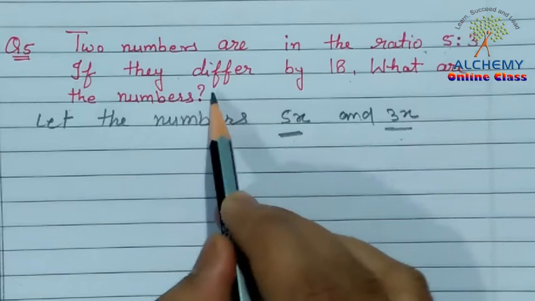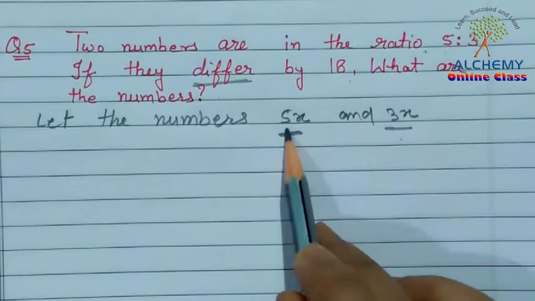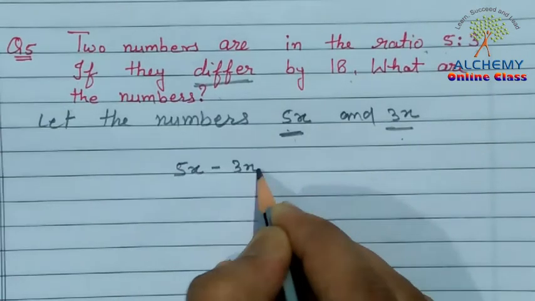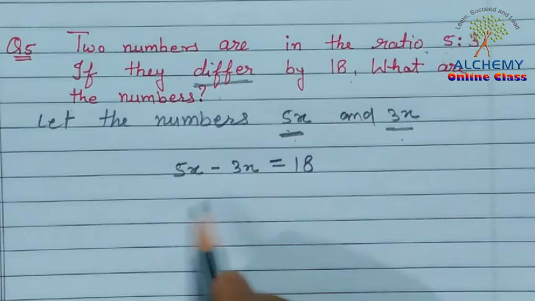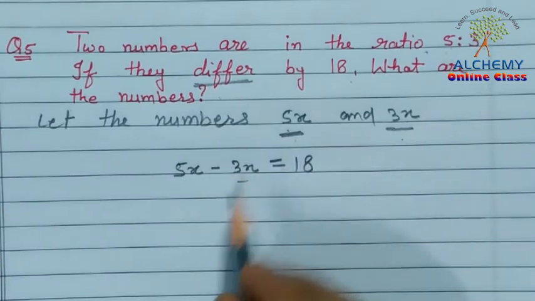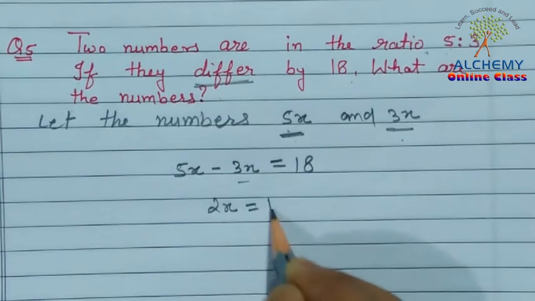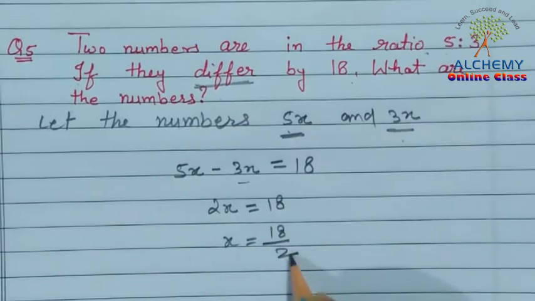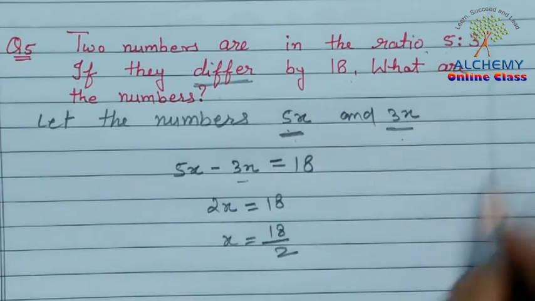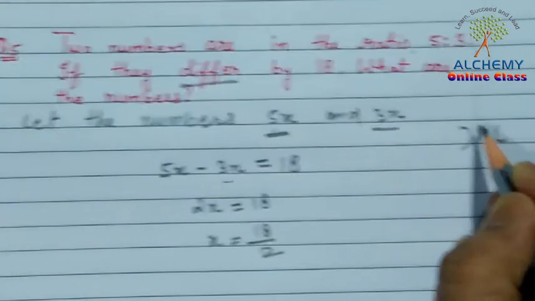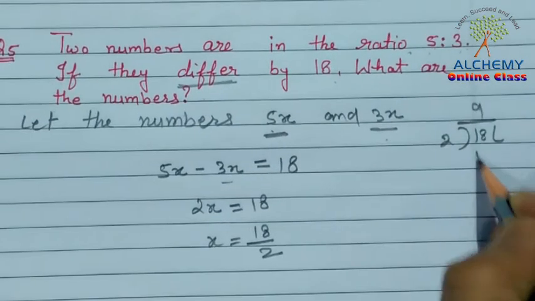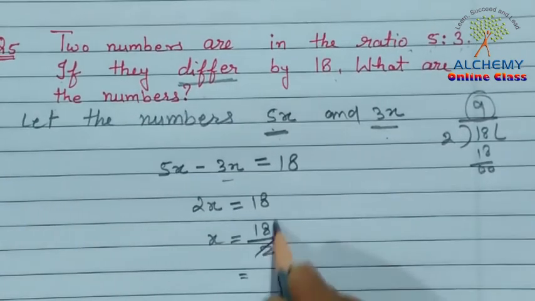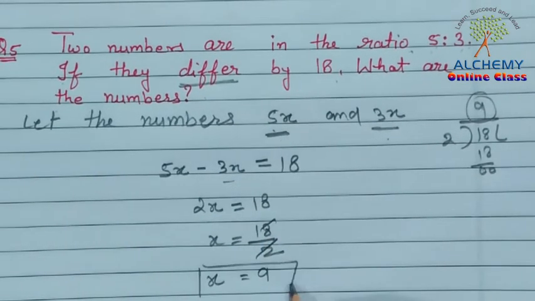So we have to find the difference between these two numbers. Let's find it out. 5x minus 3x is equal to 18. When we subtract 3x from 5x, we get 2x is equal to 18, and x is equal to 18 upon 2. When we divide 18 by 2, 2 nines are 18, and we get 0. So our answer will be 9. So the value of x is 9.